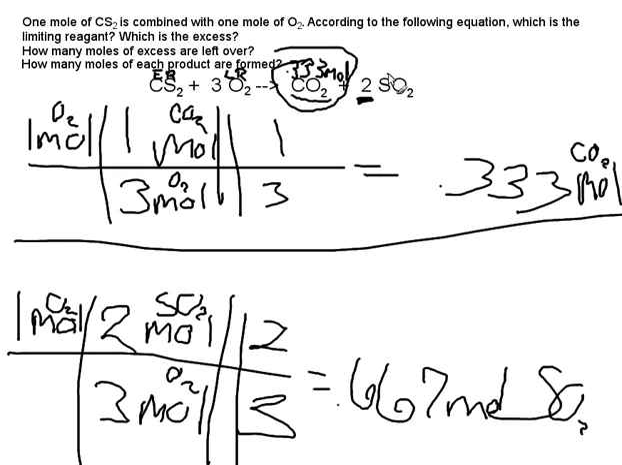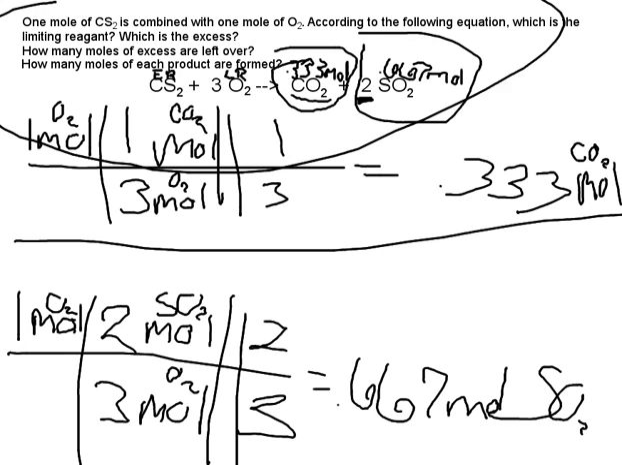Now, 0.667. I'm just going to write that up here. And then that's for SO2. And now you know how many moles of each product are formed, and now you should be able to do one of these equations. Awesome!